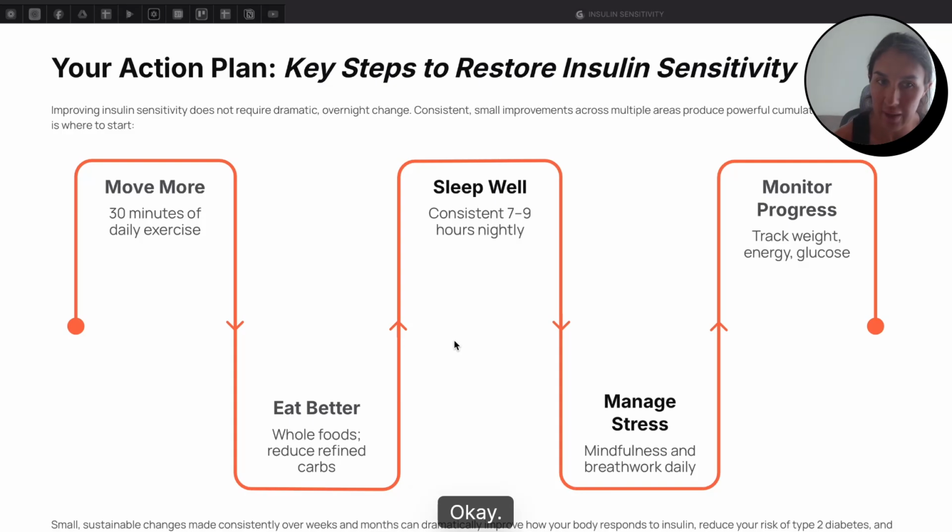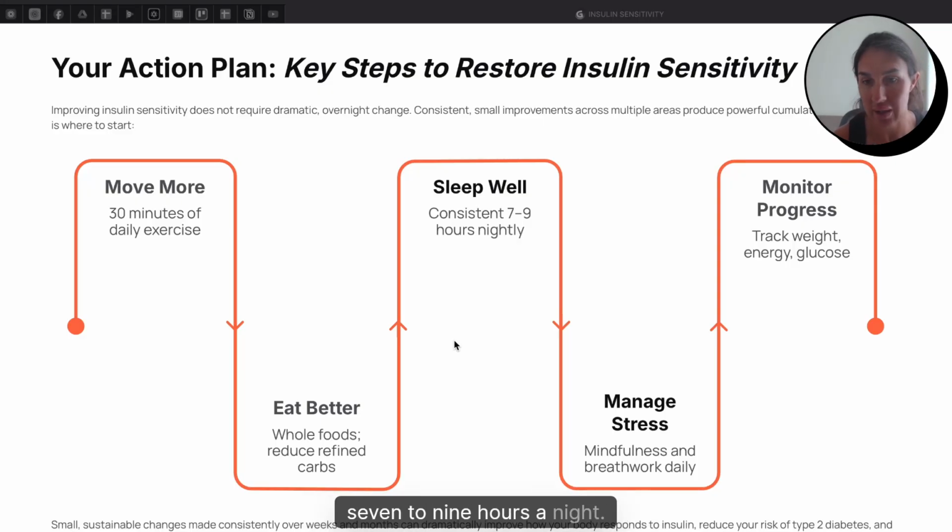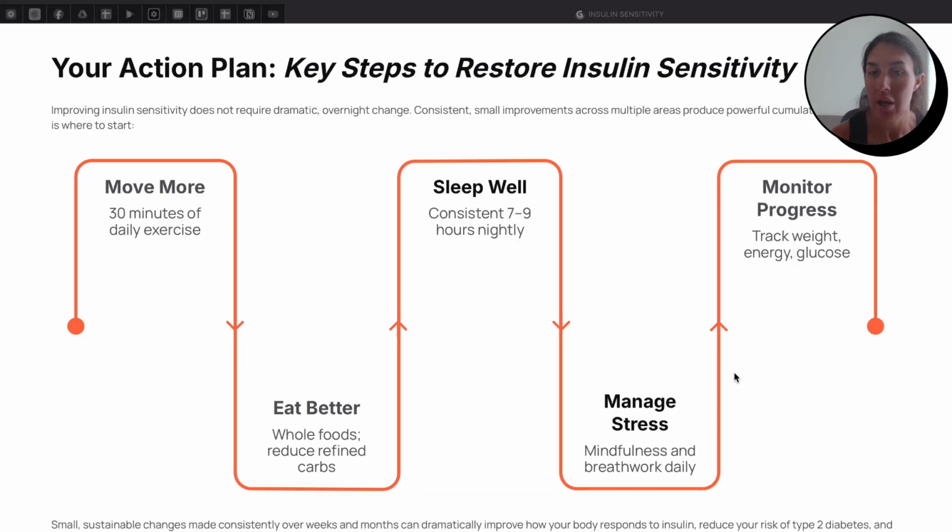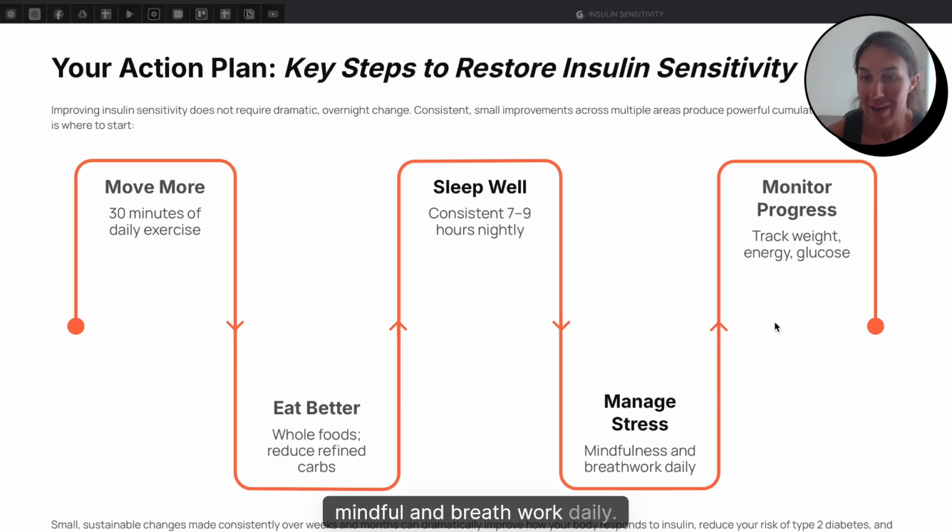Move more. Get outside, just do a walk, consistently. Eat better: whole foods, reduce refined carbs. Sleep well: consistently 8 hours a night, 7 to 9 hours a night. Manage stress: mindfulness and breath work daily. Monitor progress. You've got to keep yourself accountable. You've got to be consistent, so you've got to monitor this. Track your weight, energy and glucose.